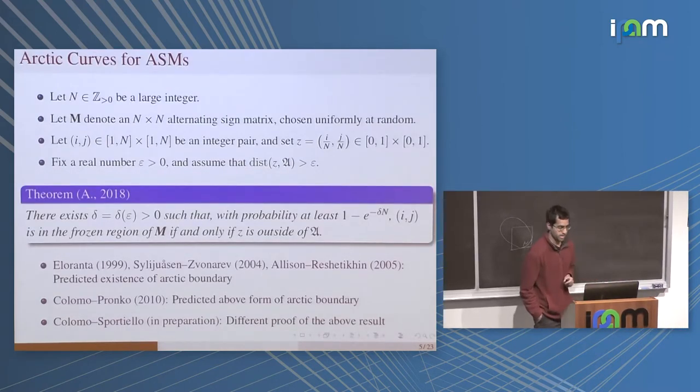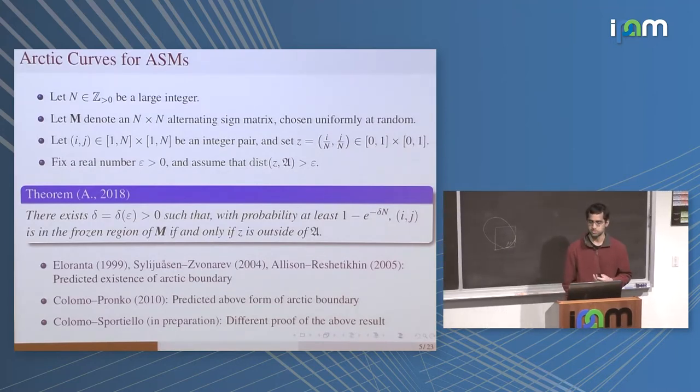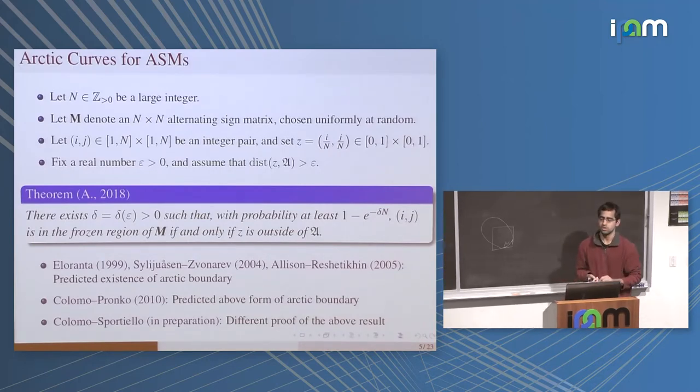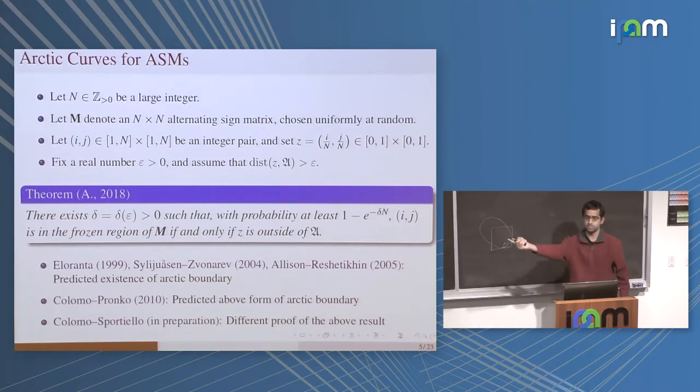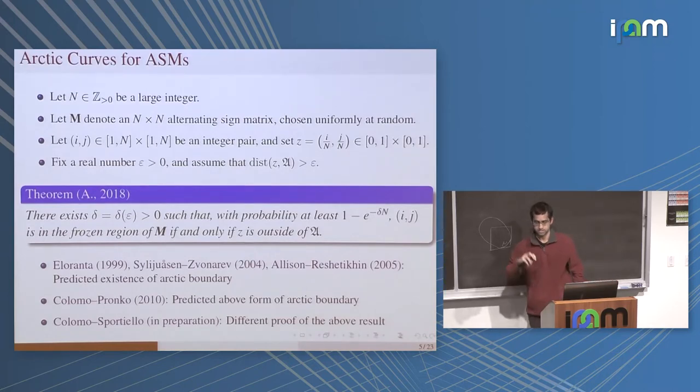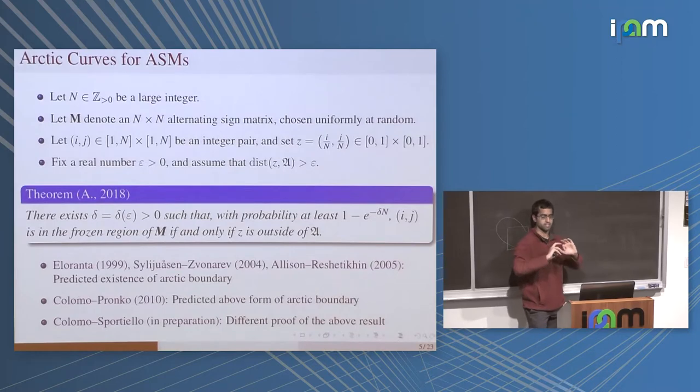So we'll let n be a very large integer. We'll let M denote an n by n alternating sign matrix chosen uniformly at random. I'll let ij be the point that I'm trying to probe here, so it's an integer pair. I view it as an entry in the matrix. And then I'll let z be the normalization of it, dividing by i over n times j over n, so that it sits in the unit square.